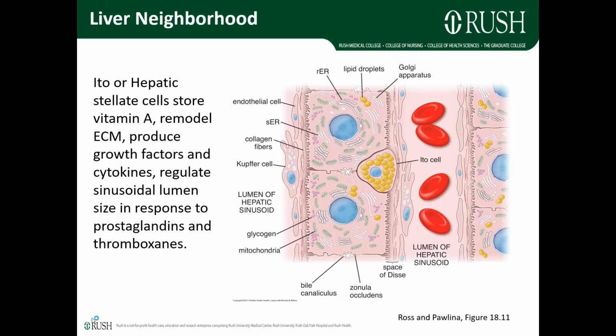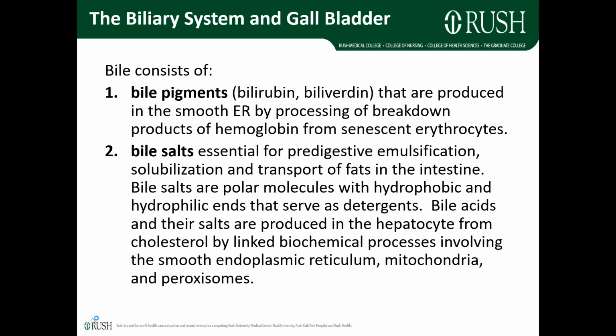Bile produced in the hepatocytes consists of two main constituents. The bile pigment, which is composed of bilirubin and biliverdin, is produced in the smooth ER by processing hemoglobin from senescent red blood cells. Bile salts are essential for emulsification, solubilization, and transport of fat in the intestine. They carry out this function by having both hydrophobic and hydrophilic ends that act as detergents.